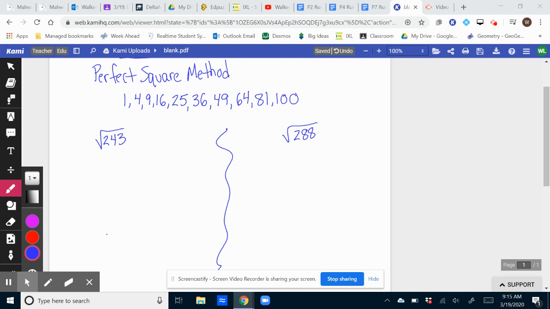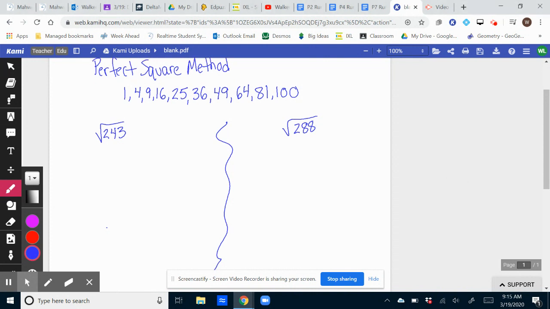All right, guys. So on the last video, I kind of explained how to go through one of these problems. Now I'm actually going to do a couple. So let's start with radical 243. You're trying to break this down into a product of radicals, at least one of which is one of these perfect squares. Okay, so when you have no idea what goes into 243, start with these smaller perfect squares and you're just putting them in your calculator and dividing.